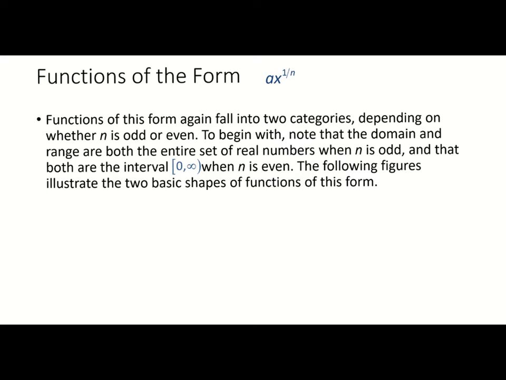When the denominator in your exponent is odd, the domain and the range are the entire set of real numbers. So again, that would be negative infinity to positive infinity. And the domain and the range when your exponent denominator is even will be 0 to positive infinity. And because you have the bracket around the 0, it means that it includes 0 and goes to infinity.